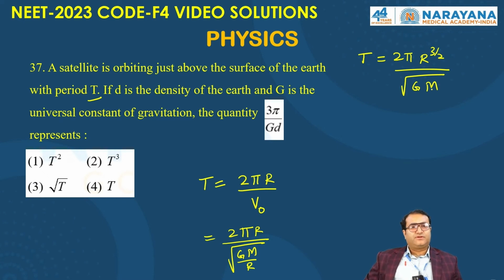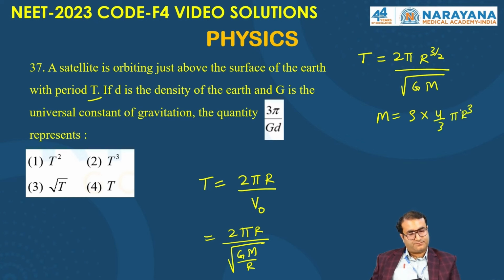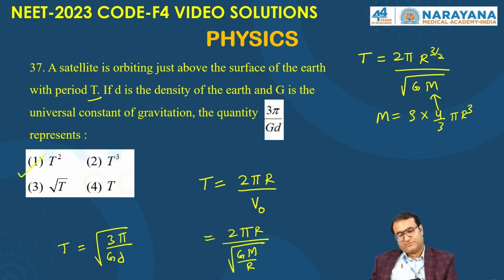Now, if you put the value of mass as density into volume, we get T equal to under root of 3 pi by GD. If you square this term, we get 3 pi by capital G into D is T square. First option is correct.